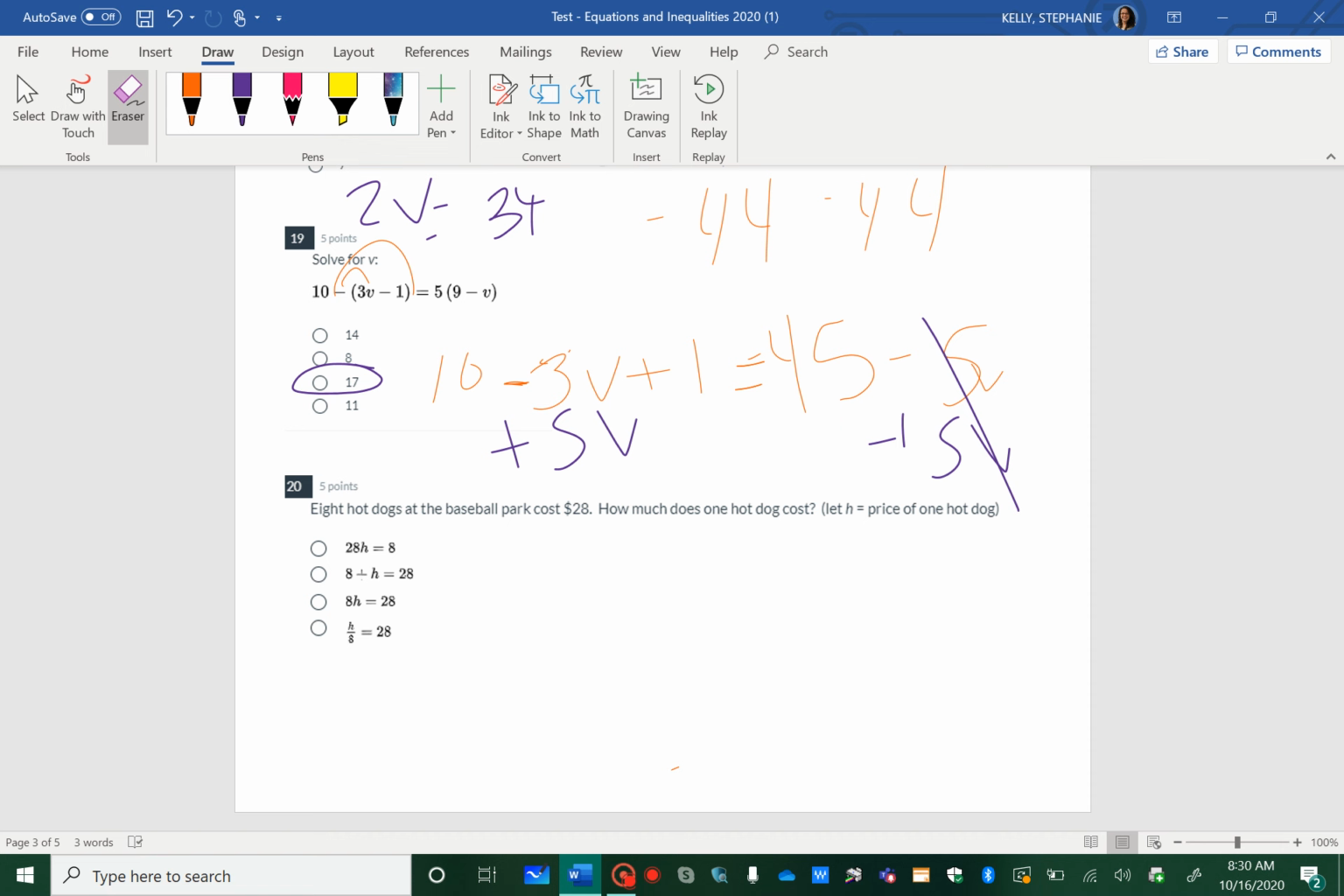All right, and the very last one. 8 hot dogs at a baseball park cost $28. So 8 times the number of hot dogs equals 28.